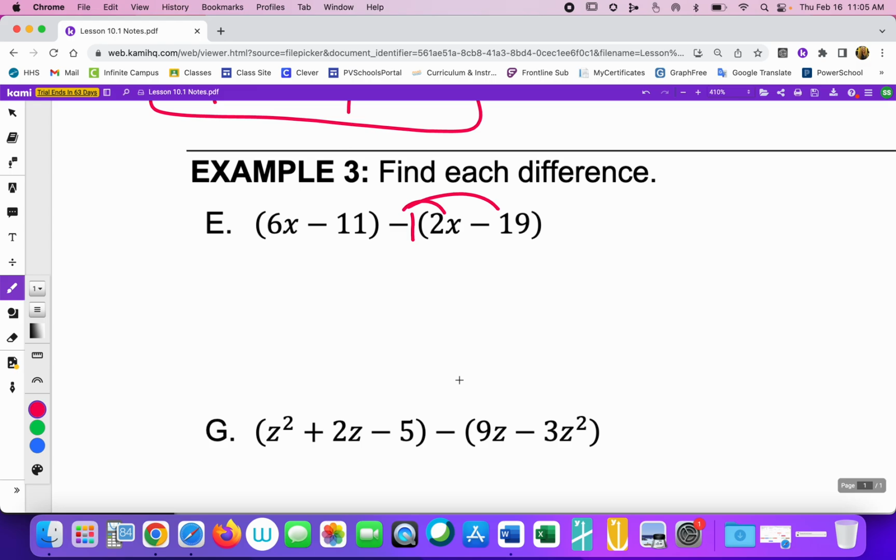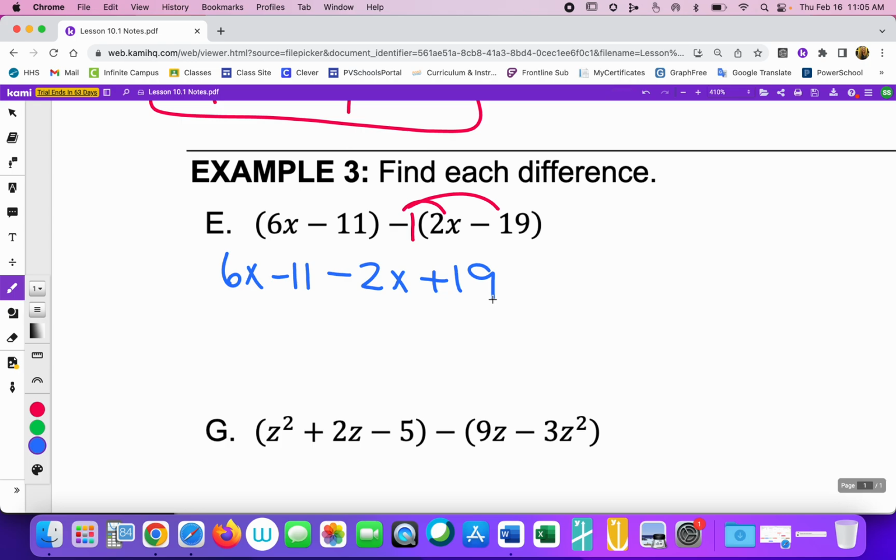Now, all it's gonna do is change the signs of whatever follows. Whatever's positive will become negative. Whatever's negative will become positive. Now, the first set of parentheses, those are unnecessary. So that will stay as 6x minus 11. Now this will be minus a 2x and a plus 19. So it will change the signs of whatever it's being distributed into. It's the only thing that happens.